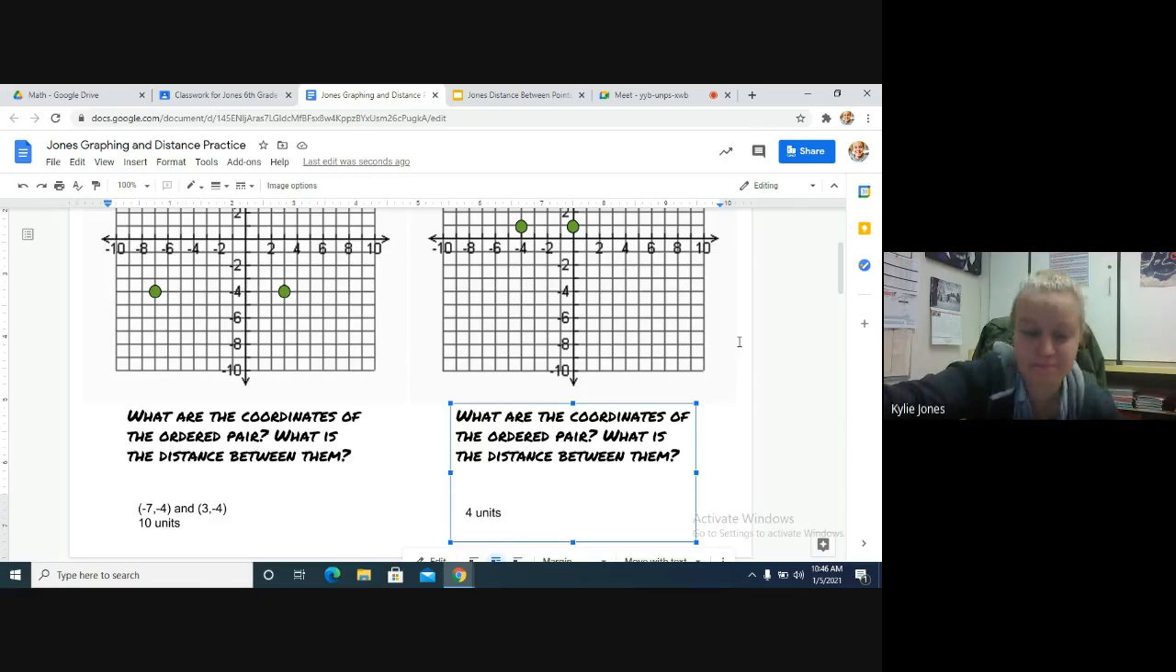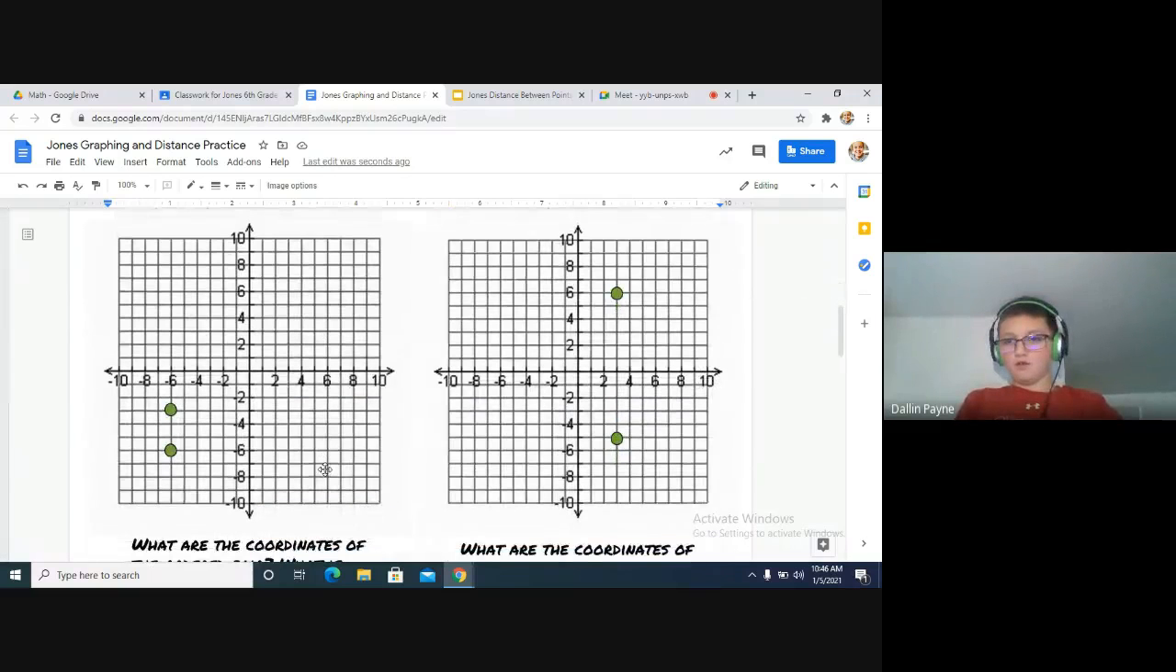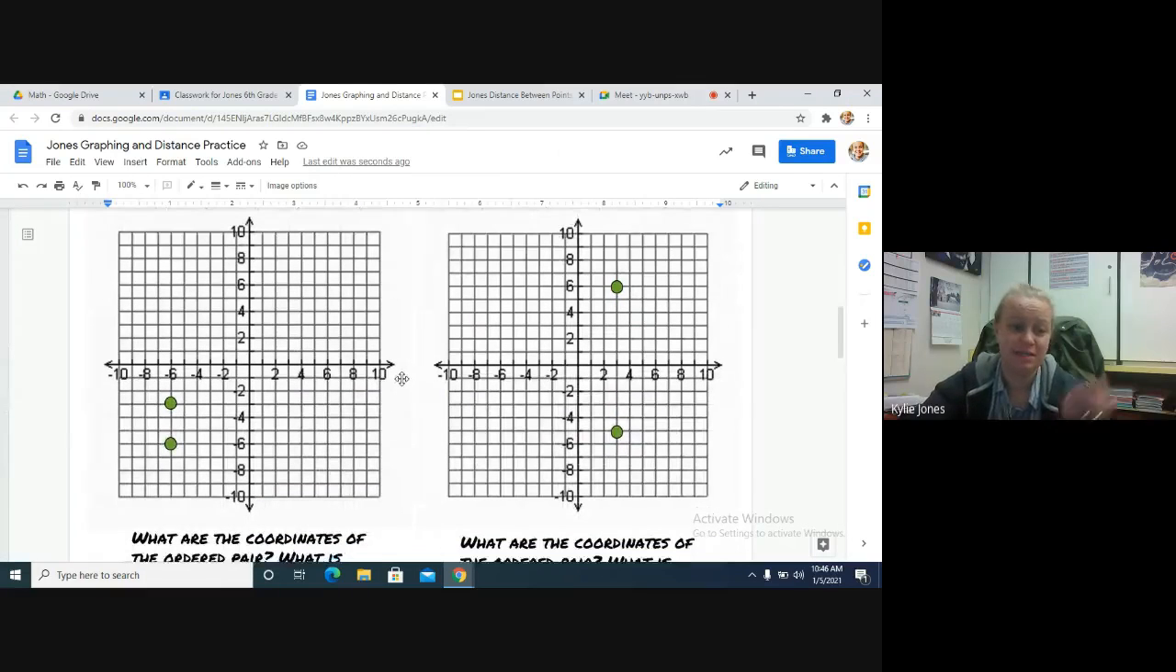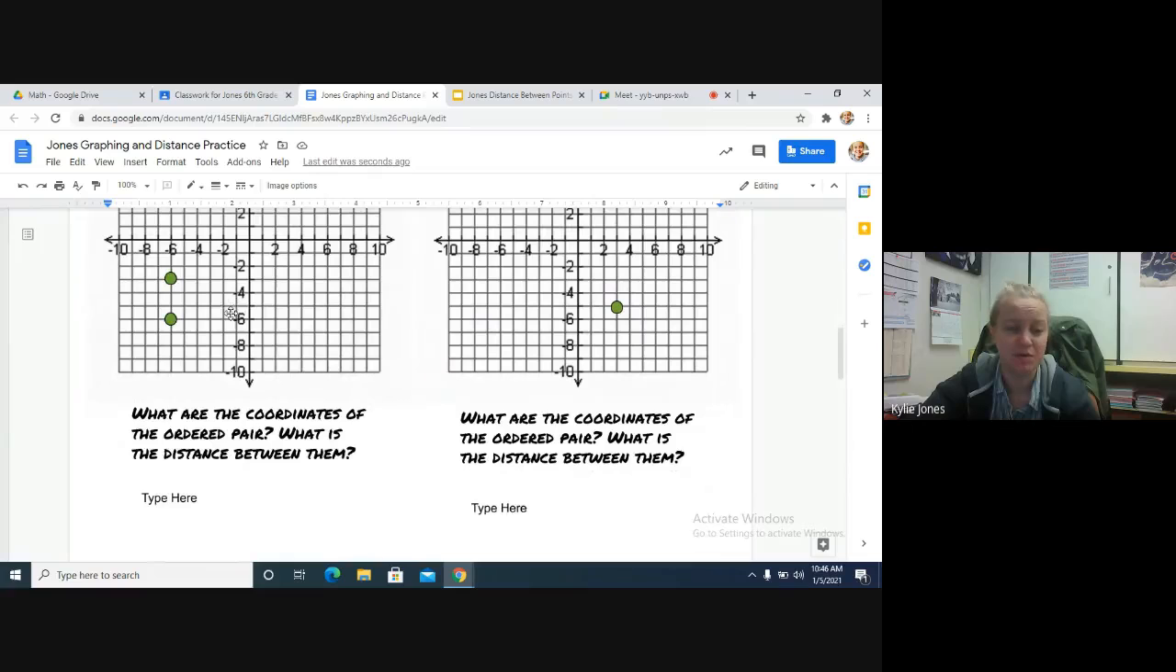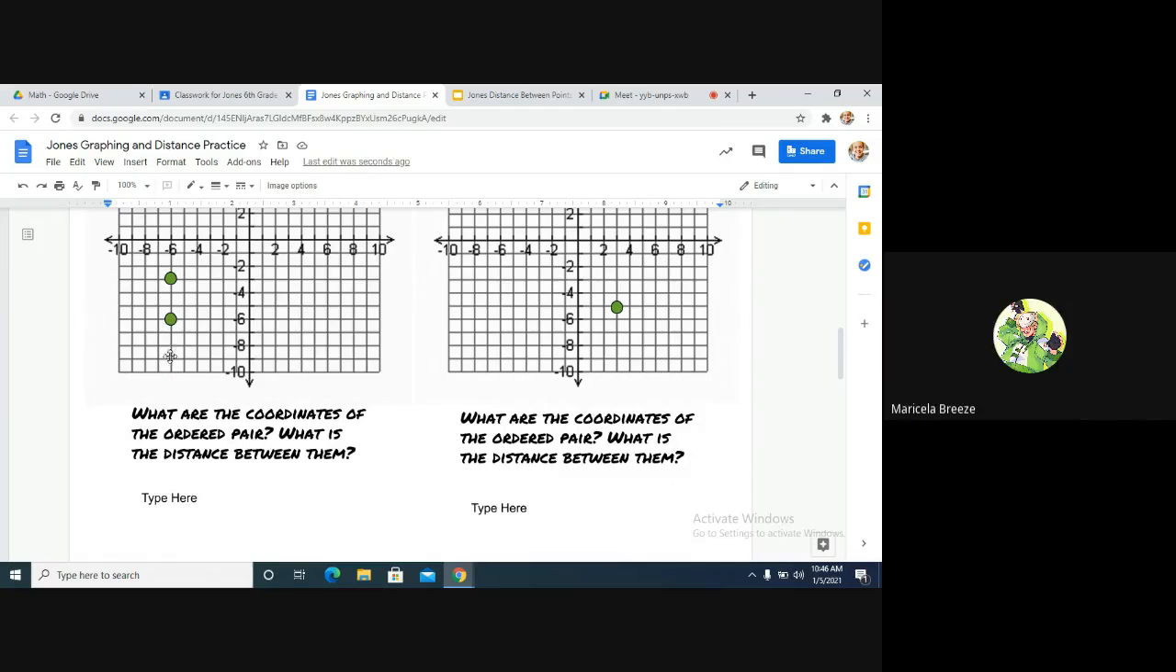All right, are you ready? We'll scroll down to the second page. The next one is 4 units. Yeah, this one's pretty easy. Let's count this one as well. They're super close together. So if we start at the top one and we count down, it's just 1, 2. It's only 3, actually. It's not even 4. It's only 3.